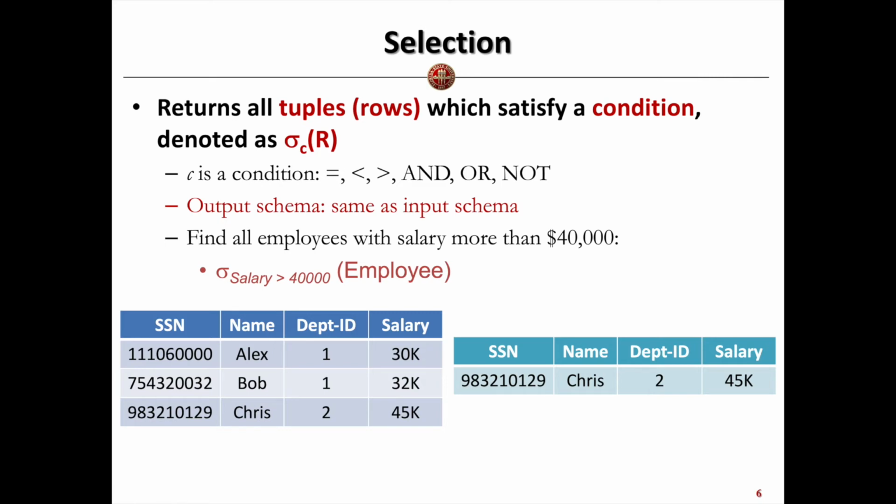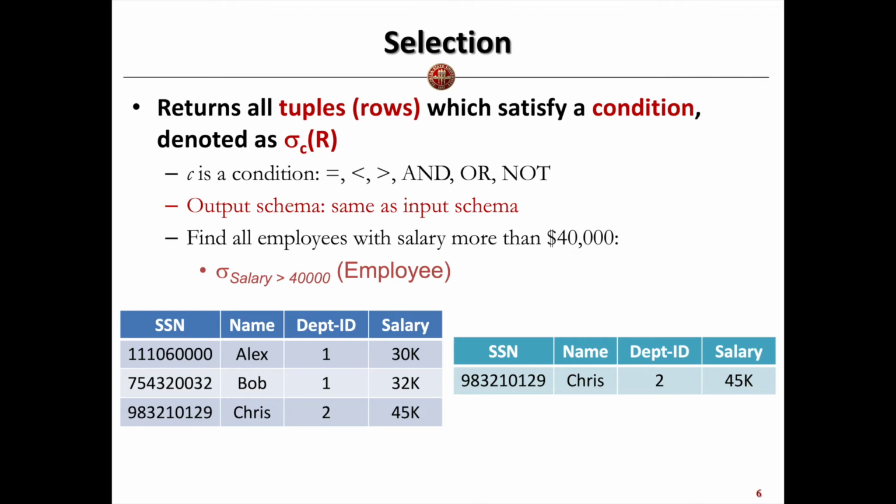And the input is a relation. It is R. So the relation will have a schema. And for this operation, after we do the operation on this relation R, we will have an output. The output will still be a relation. You can remember this. And the output relation has the same schema as the input relation, because this operation makes no changes to the schema. It only selects the data tuples.